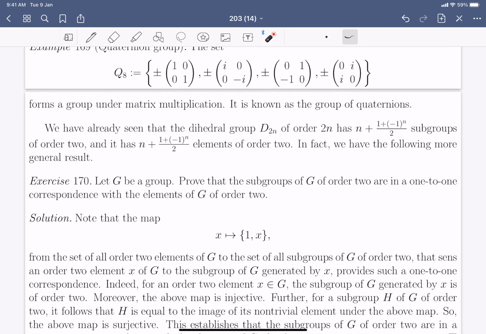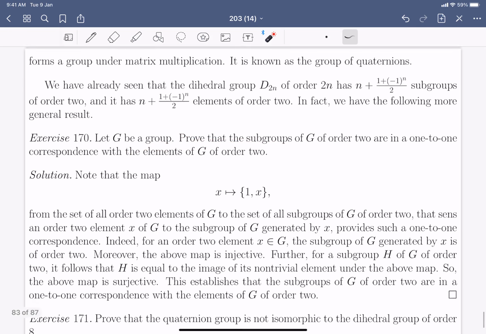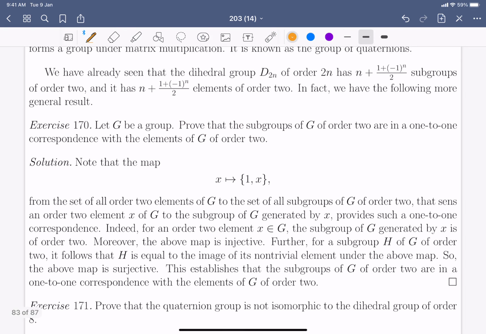This is not something specific to the dihedral group D2n. It holds in generality. Here we have a more general result. It says that if we have a group G, then the subgroups of G of order 2 are in one-to-one correspondence with the elements of G of order 2. As you already knew in the previous situation, if you pick this element S of order 2, then you can look at 1 comma S. That is a subgroup of the dihedral group D2n of order 2.